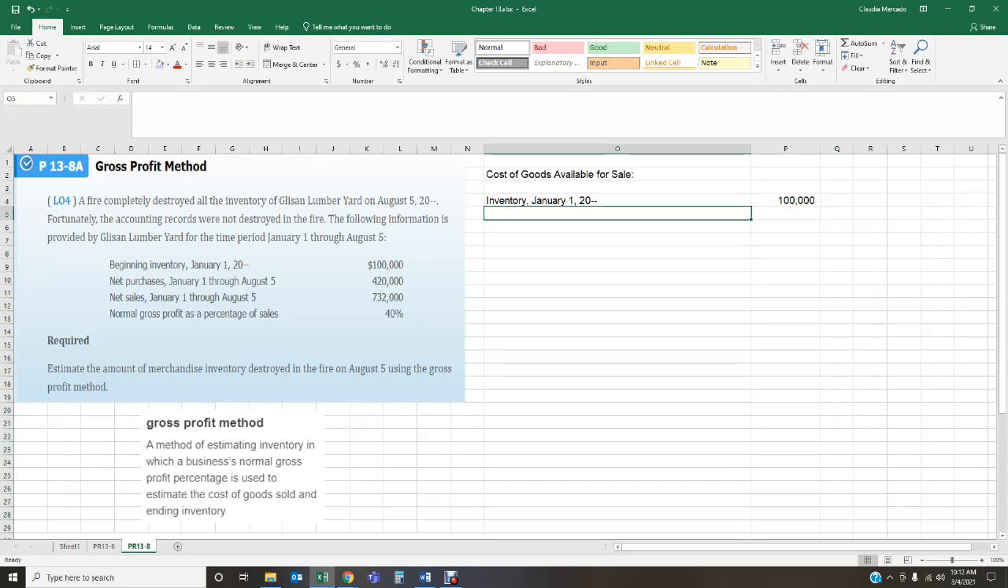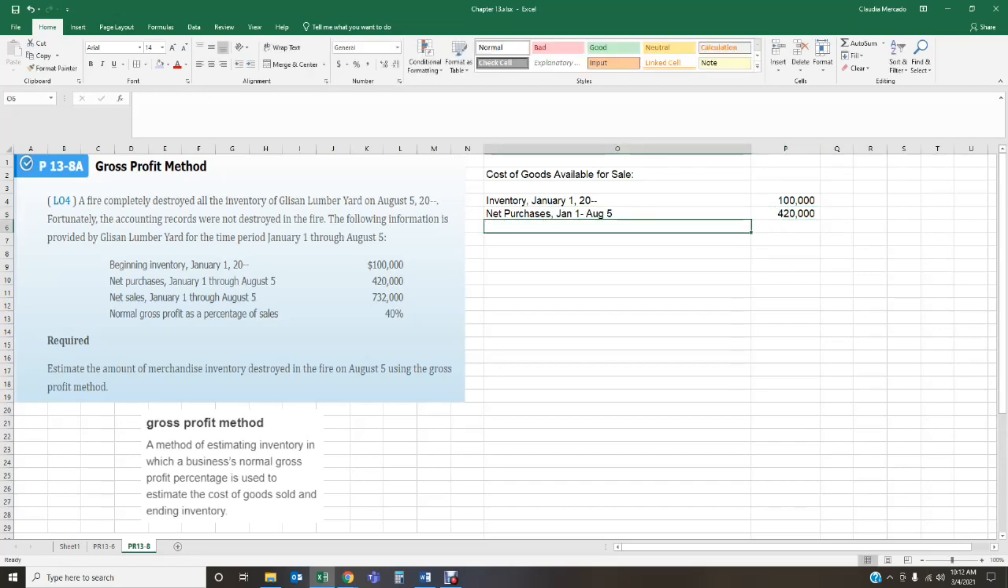Let's start off with what we know we had on hand at the beginning of the year. I know for a fact that as of January the 1st, I had $100,000 of inventory in my warehouse. I also know that during the period of January 1st through August the 5th, I made additional purchases of $420,000. So I'm going to get my net purchases.